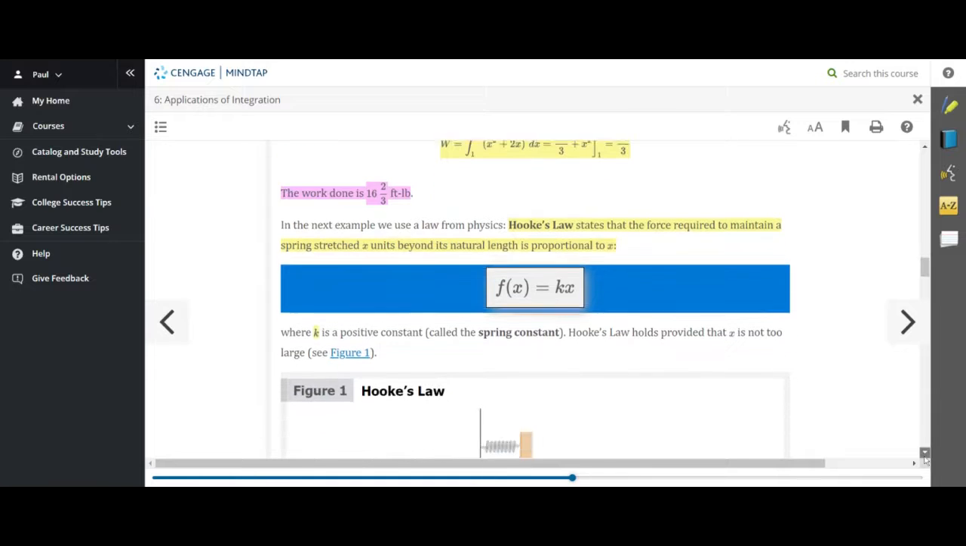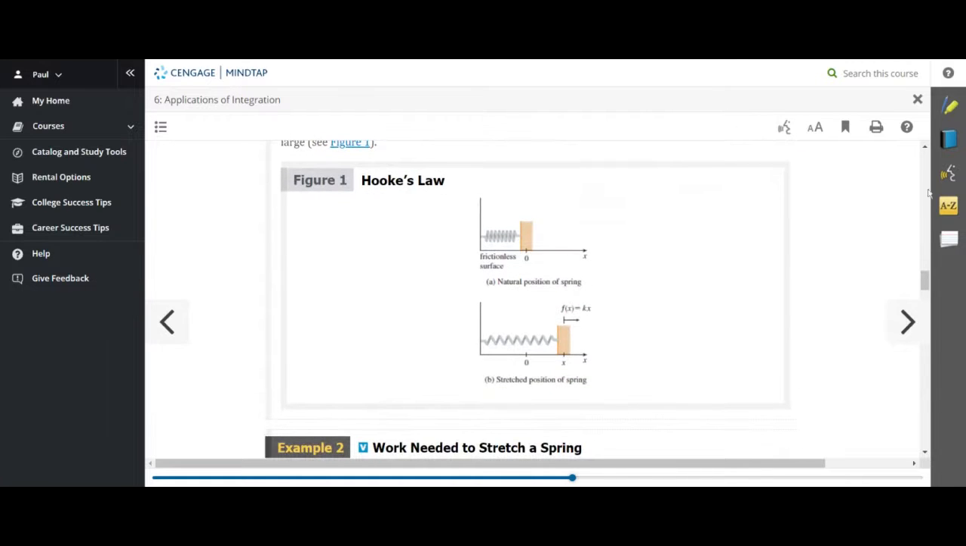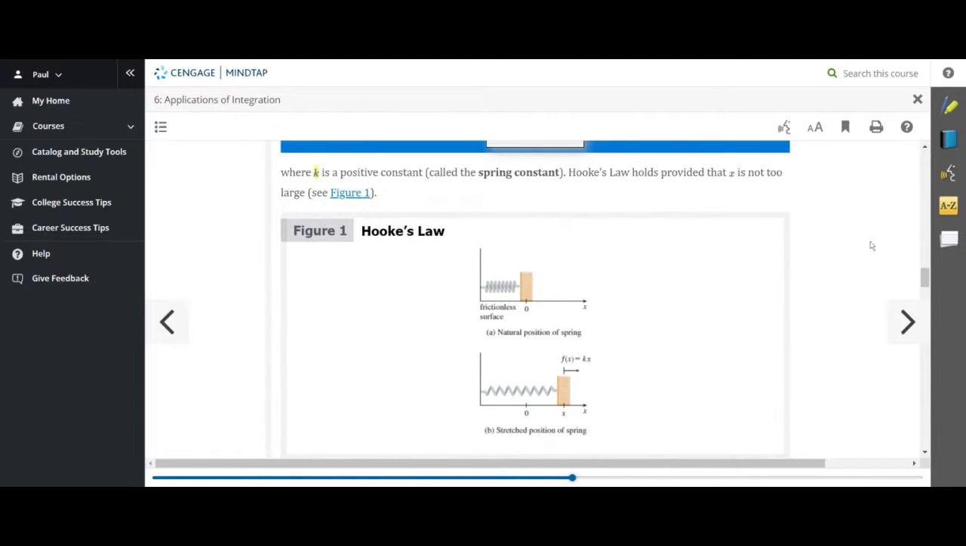So let's look at an example. Well, here is Hooke's law. We talked about it, but there's a picture. And this is something you'll be dealing with a lot if you take differential equations, Math 282. And of course, it comes up in physics as well. The natural position of a spring or a rubber band would be when the spring is not stretched or contracted. But in B there, they show you the stretched position of a spring, and the force is equal to k times x.